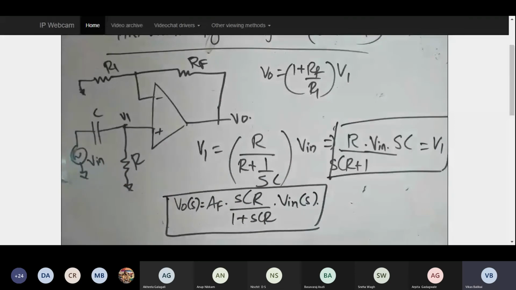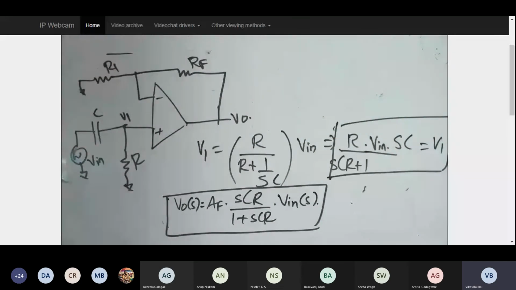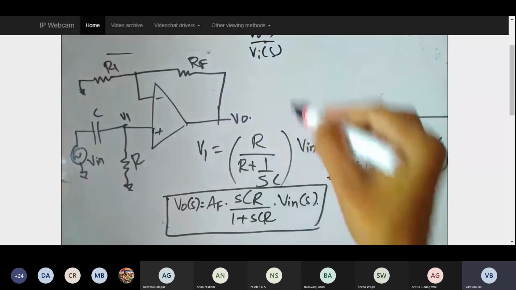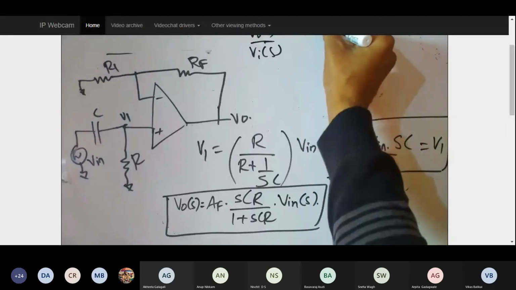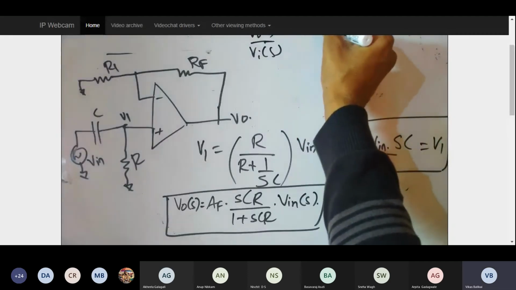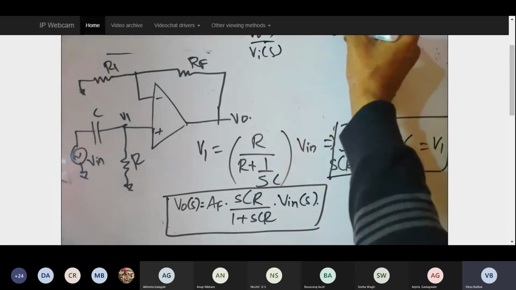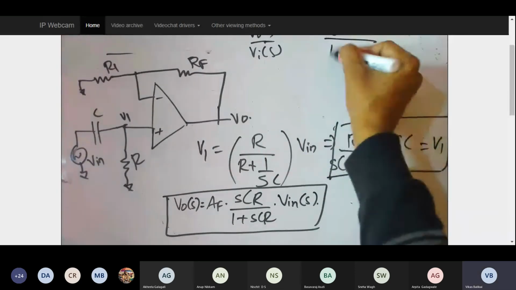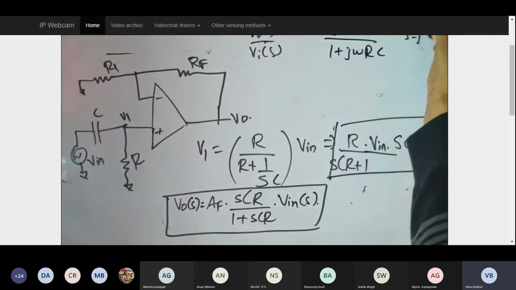So let's quickly understand the further derivation. Let's bring this Vin of S to the LHS. So V0 of S by Vin of S is equal to AF multiplied by SCR. In the place of S, let's represent that in the omega domain: j omega RC divided by 1 plus j omega RC, where S equals j omega.